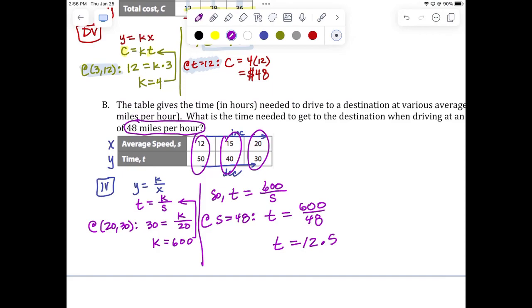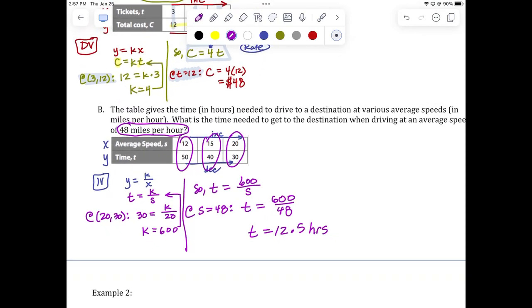And that's going to be what units? What units do we have on time? Hours. Yeah. So driving at 12 miles per hour, it took 50 hours. Wow. Going a little faster, 15 miles per hour, it only takes 40 hours. Driving at 20 miles per hour, it took 30 hours. And now driving 48 miles per hour, it only took 12 and a half hours. Are those reasonable numbers? Yeah, as your speed is increasing, your time is decreasing to get there.